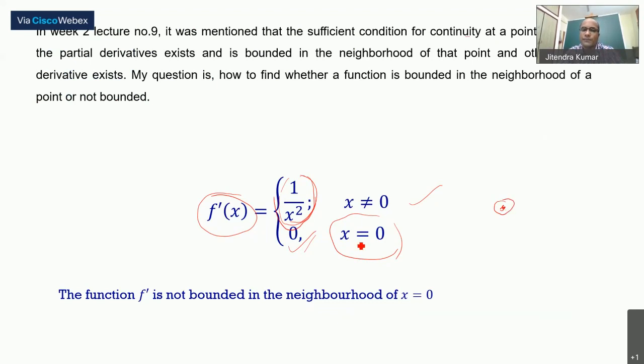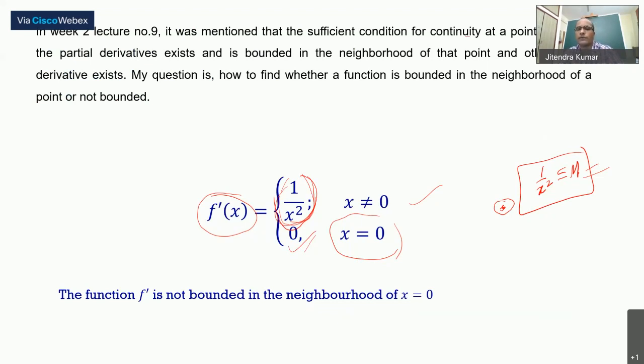Since near x equal to 0, 1 over x square goes to a very large quantity, in this neighborhood we cannot bound 1 over x square by some constant which does not depend on that neighborhood. This is not possible here, because the closer the value of x is to 0, the larger the number you get with 1 over x square, and therefore we cannot bound this function by any constant in the neighborhood of x equal to 0.